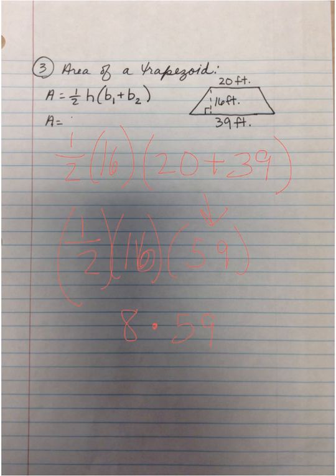And if I multiply that out, 59 times 8, 9 times 8 is 72, 8 times 5 is 40, plus 7 is 47. So my area is going to be 472. In this case, it's feet, and because it's area, I'm going to square it. So 472 feet squared is the area of my trapezoid.